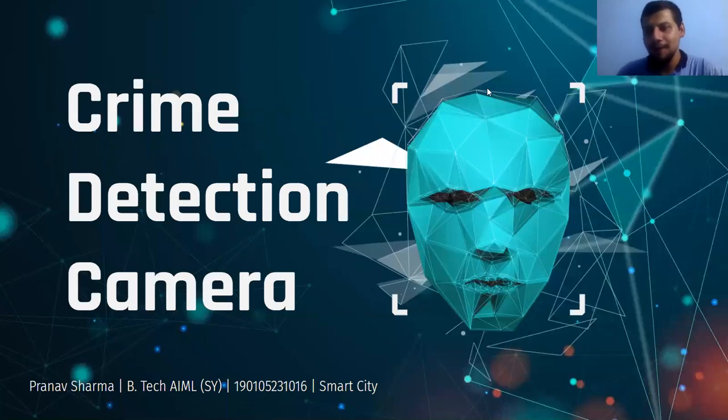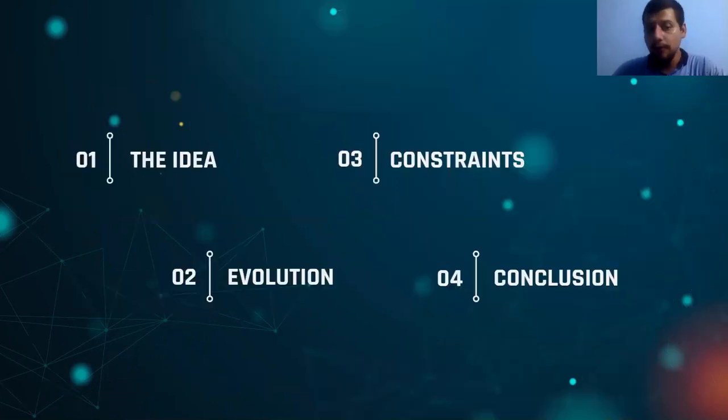Hi, this is Pranav Sharma, second year in BTech AIML, and my topic for the Ideathon is the crime detection camera, which comes under the theme of smart city. For this explanation, I'll be going through the idea, the evolution, the constraints, and the conclusion.